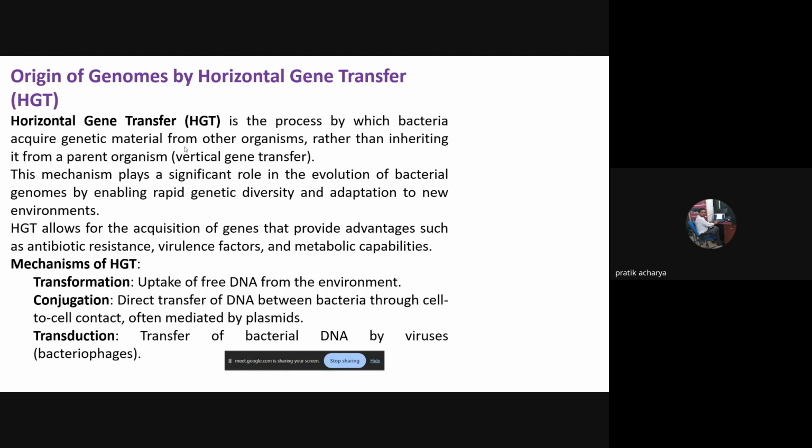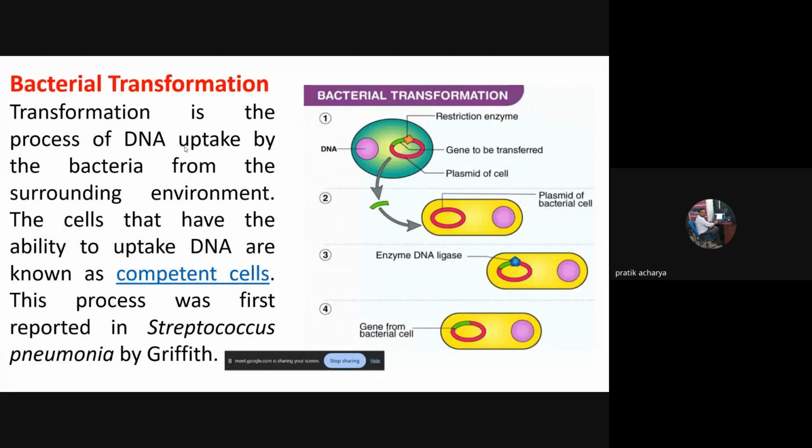Okay, what are the basic mechanisms for this horizontal gene transfer? Three basic mechanisms are there. One by one, we'll discuss them. Transformation, conjugation and transduction. So these are three different mechanisms for horizontal gene transfer. First of all, we'll discuss transformation.